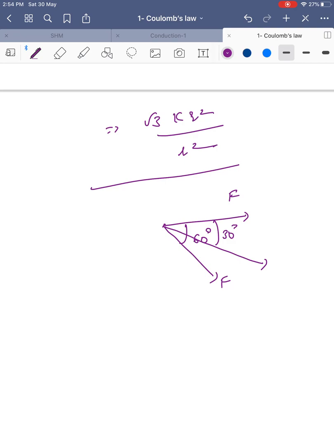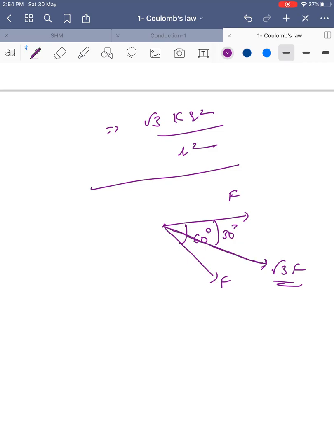B sin theta by A plus B cos theta. That formula you can apply to get the resultant. Here, what is the value? Root 3 into F is the value we got. So this is in this direction.